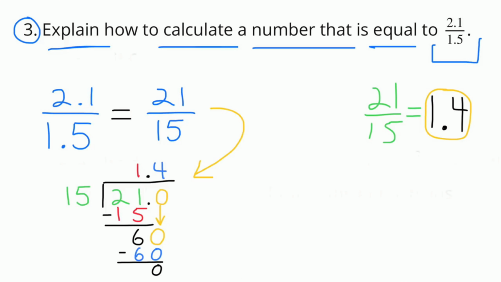Number 3. Explain how to calculate a number that is equal to 2 1/10 over 1 5/10. 2 1/10 over 1 5/10 is the same as 21 over 15. I just made each of those values 10 times greater by multiplying both of them by 10. That helped me get rid of the decimal point, allowing me to deal with whole numbers instead of decimals. 21 over 15, or 21 divided by 15, is 1 4/10, or 1.4.